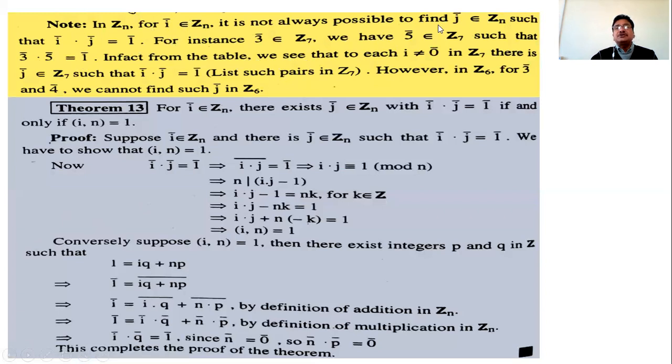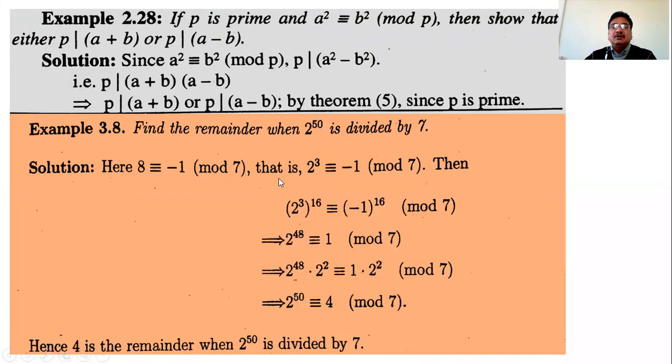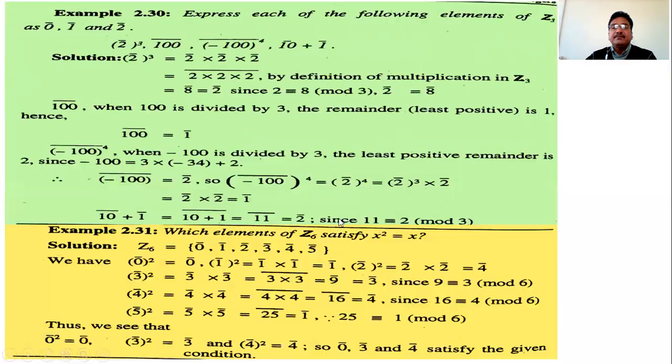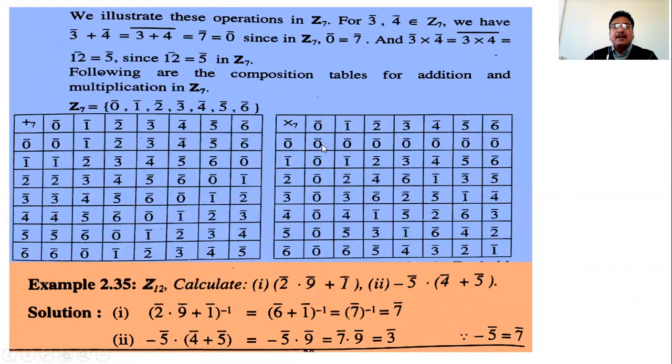But it is not always possible to find such pairs for every element of Zn. In fact, from the table, we see that for each I bar not equal to 0 bar in Z7, there exists J bar in Z7 such that I bar into J bar is equal to 1 bar. So if we observe this table, 1 bar into 1 bar is 1 bar. So this is the pair: 1 bar into 1 bar is 1 bar.